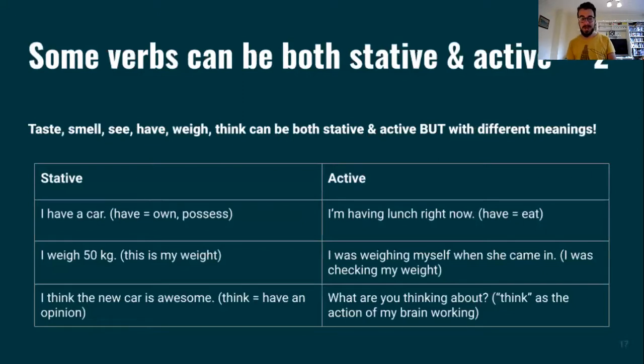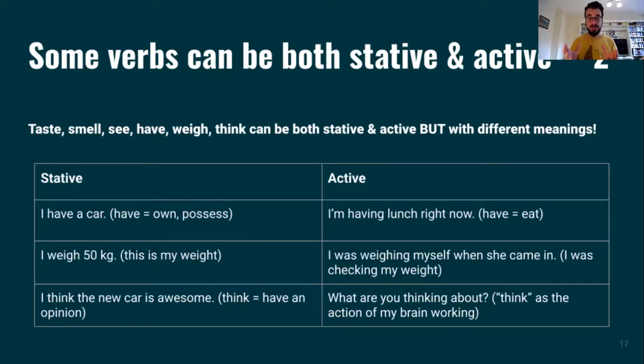And then we get to another slide with 3 more examples of something like this. Have is very interesting because when it means to own or possess something, it's stative. I have a car, I have a phone, I have an apartment. But as an active verb, when it means to have lunch or dinner, it's an action. I'm having lunch right now. So only when it means own or possess, have is stative.